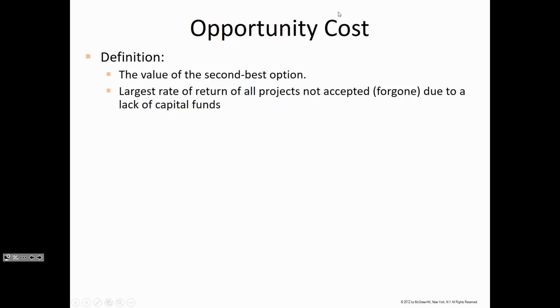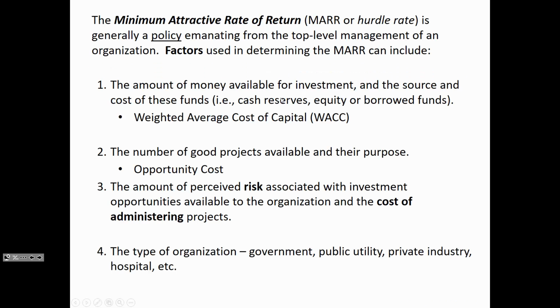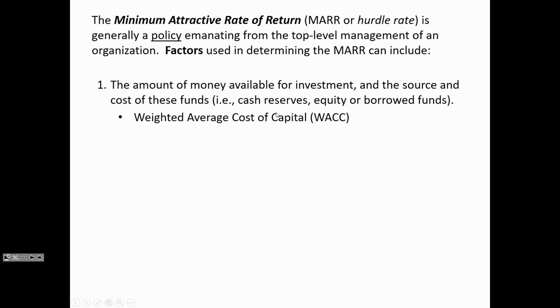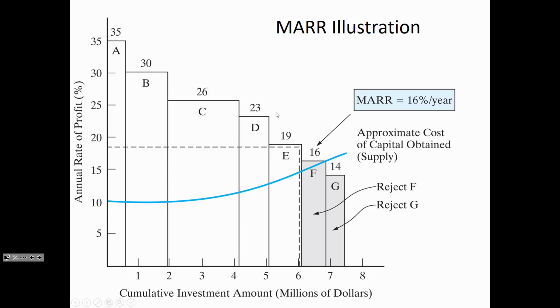So let's go back to opportunity cost. It's the value of the second best option. Another way of thinking about it in quantitative terms is it's the largest rate of return that was foregone due to a lack of capital funds. And so let's go back to this graph. We couldn't do project F and G. We didn't have enough money to do project F and G. And so our opportunity cost in that case is 16% in the case of project F.